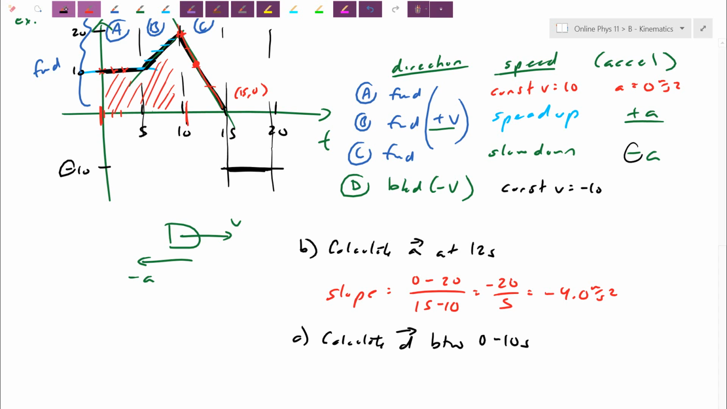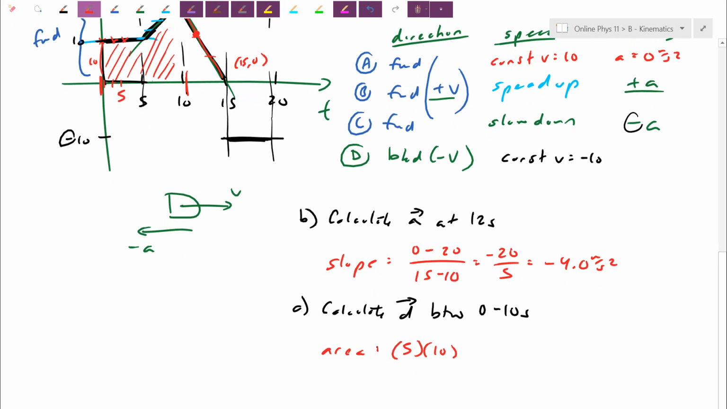In this case, we're going to need to find 0 and 5. This is a box, so just length times width. The displacement is given by the area. The first part, let me change color here, is just a box, so a length of 5, a height of 10, 5 times 10. So I get 50 meters for covering that distance. That's going to become important later on as well.